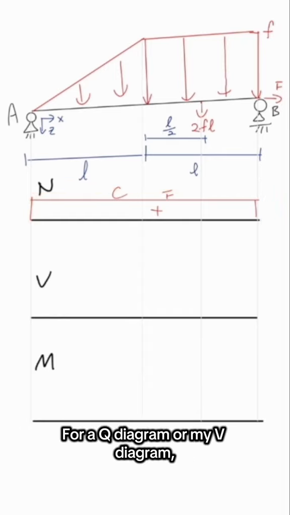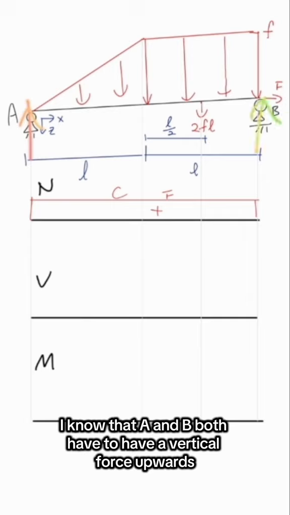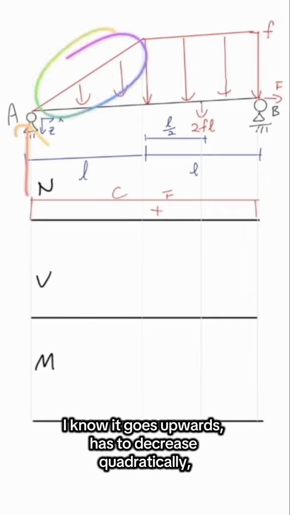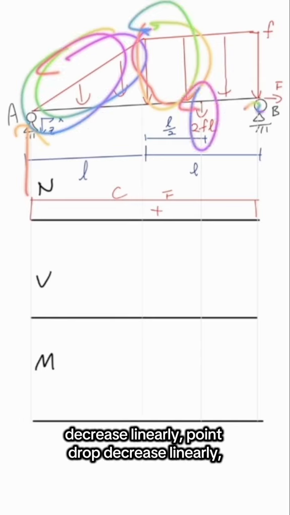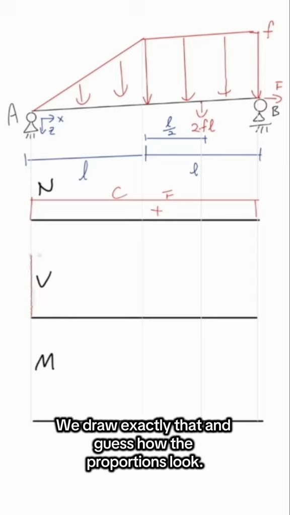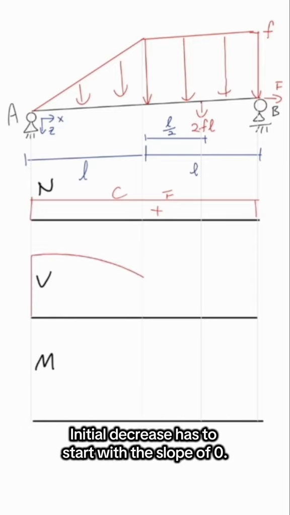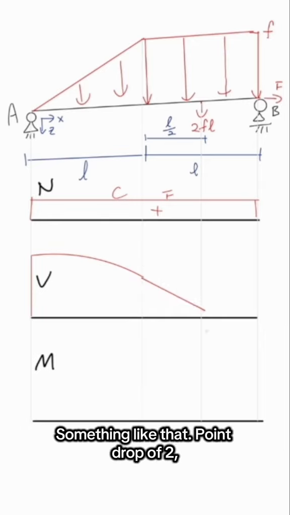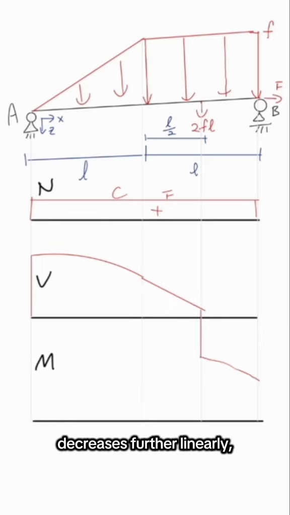For a Q diagram, or my V diagram, I know that A and B both have to have a vertical force upwards for it to make sense at all. Here, I know it goes upwards, has to decrease quadratically, decrease linearly, point drop, decrease linearly, and then jump back up to 0. So we draw exactly that, and guess how the proportions look. Initial decrease has to start with a slope of 0, since I have a smaller magnitude here. Then it decreases linearly, something like that. Point drop of 2, decreases further linearly, jumps back up.